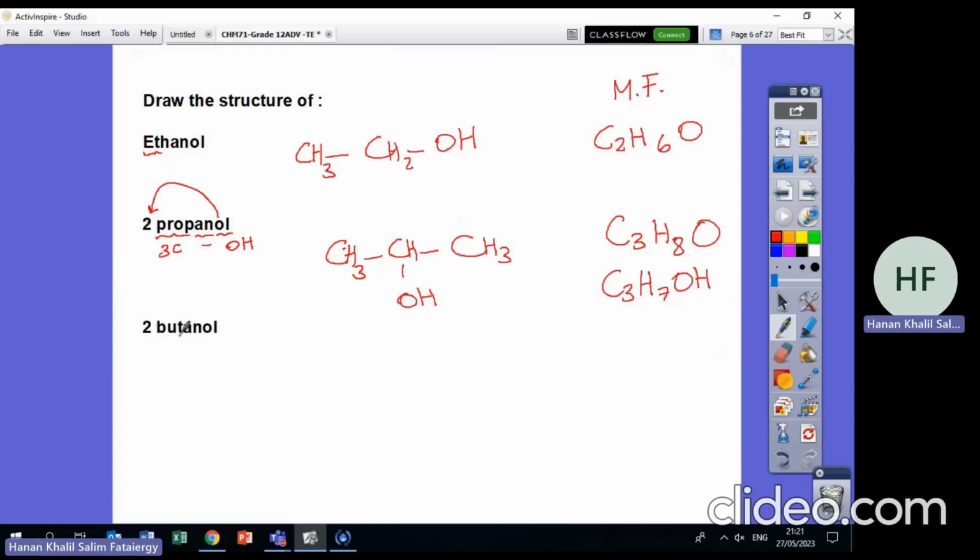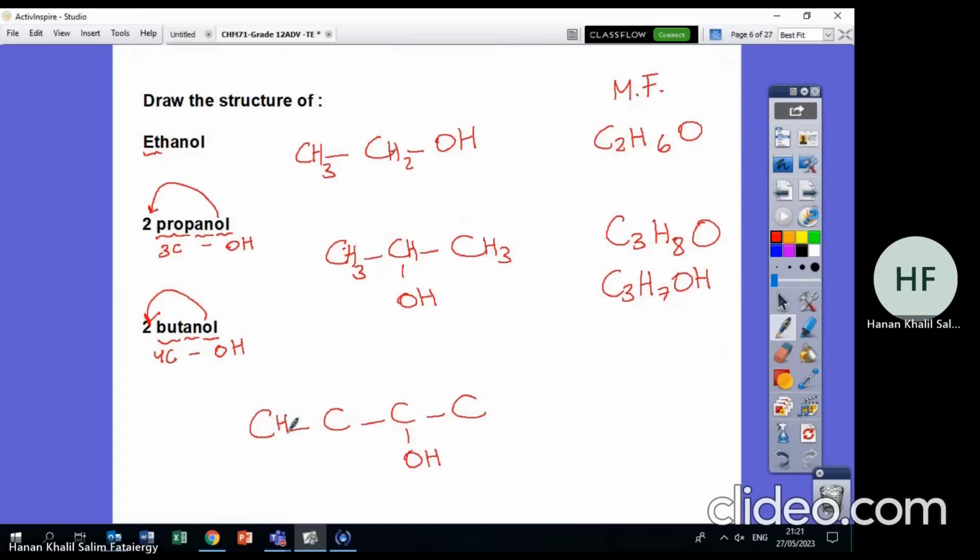Now 2-butanol. But means 4 carbons. Ane means single bonds. Ol means OH at carbon number 2. So I will draw 4 carbons. Now you could consider this is number 2 or this is number 2. They are the same. Now the H's: this is 3, this is 2, this is 1, and this is 3. So the formula is C4H, 3 plus 2 plus 3 plus 1, this is 9, and this is 1, this is 10, and this is O.